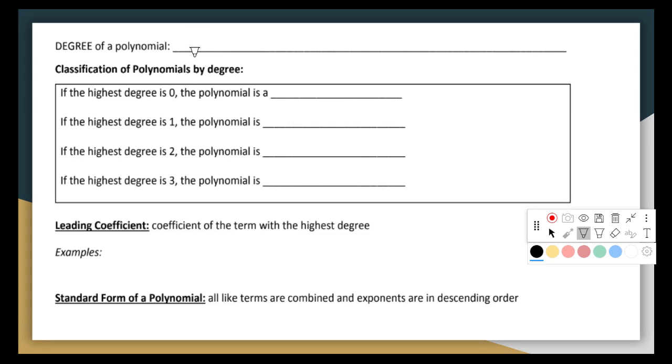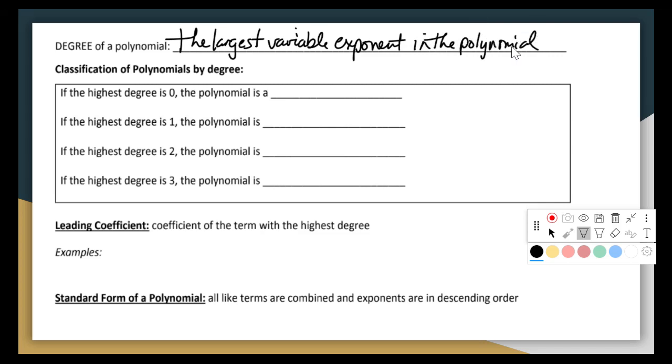Now let's talk about some more definitions for polynomials. The degree of a polynomial is the largest variable exponent in the polynomial. That's the degree of the polynomial. It's the largest variable exponent.